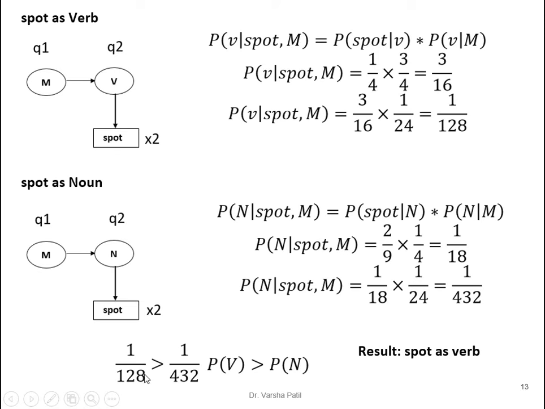Now 1 by 128 is greater than 1 by 432. So here the probability of verb is greater than the probability of noun. So the result is spot as a verb, and it comes with the probability of 1 by 128.